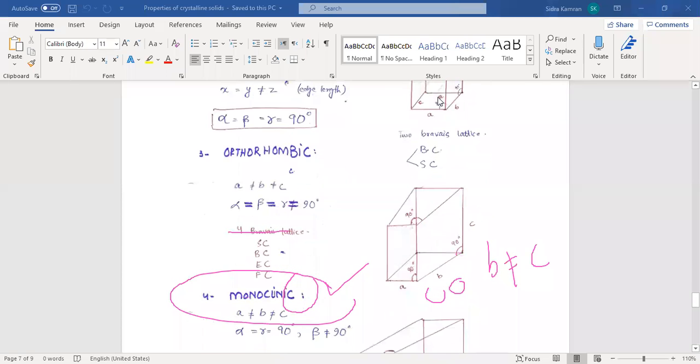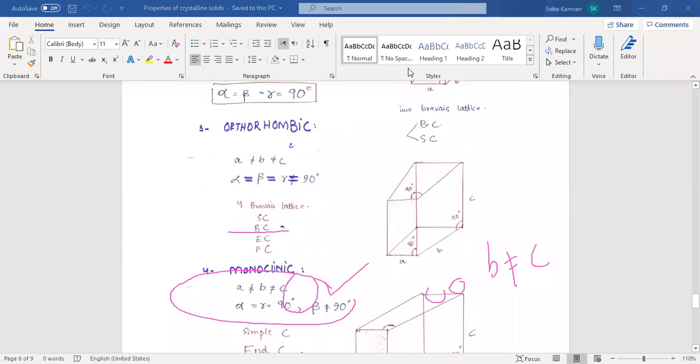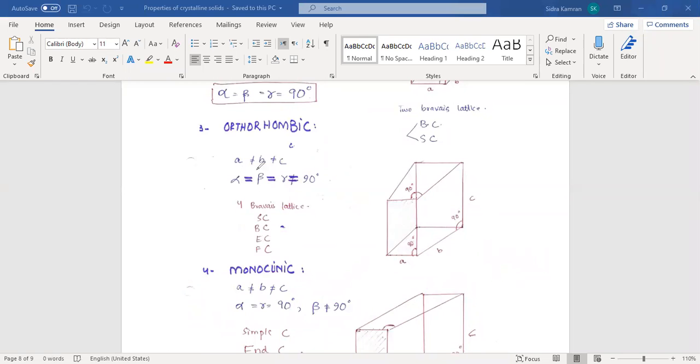Orthorhombic crystal system. The orthorhombic crystal system does not have all the edge lengths the same. The A, B and C edge lengths are not equal to each other in orthorhombic.